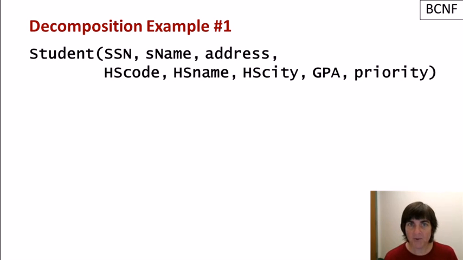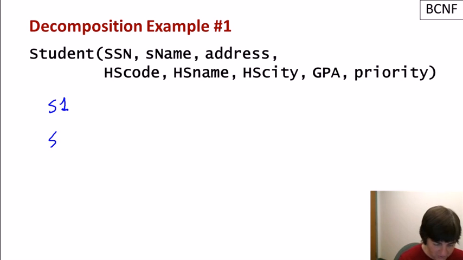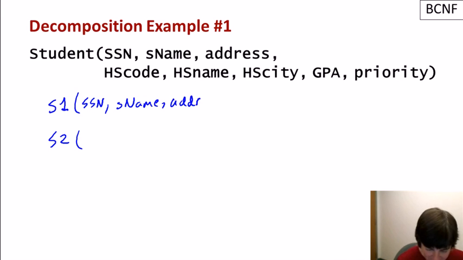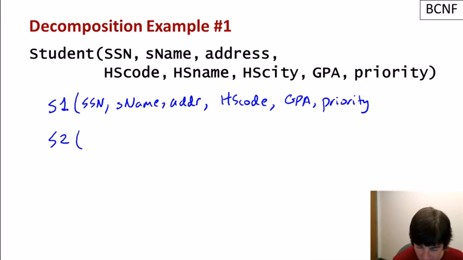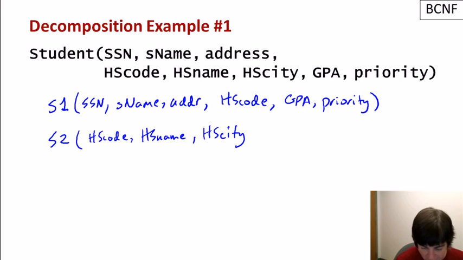So let's look at two possible decompositions of the student relation and see which ones are correct. Let's start with a decomposition where we're going to decompose student into S1 and S2. In S1, we'll put the social security number, name, address, let me abbreviate a little bit here, the high school code, but no more high school information, the GPA, and the priority. And then in relation 2, we'll put the high school code, and we'll put the high school name and the high school city. So you can see what I've done here is I've separated out the high school information into a separate relation.